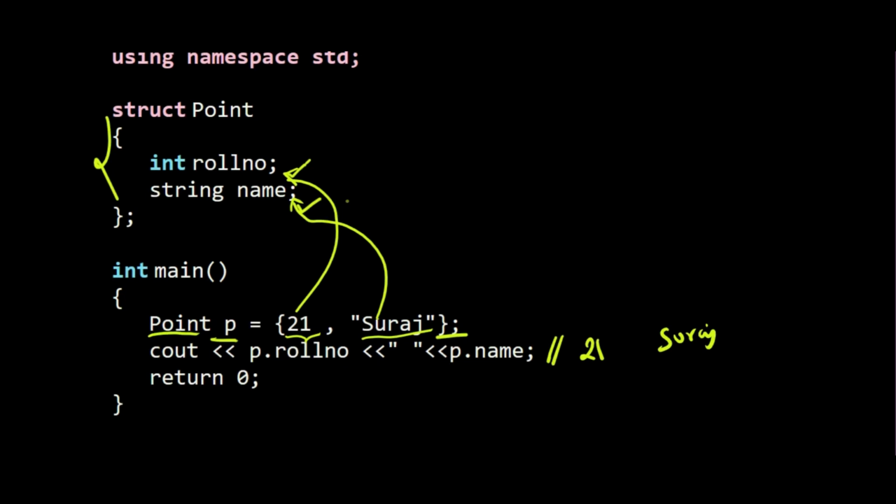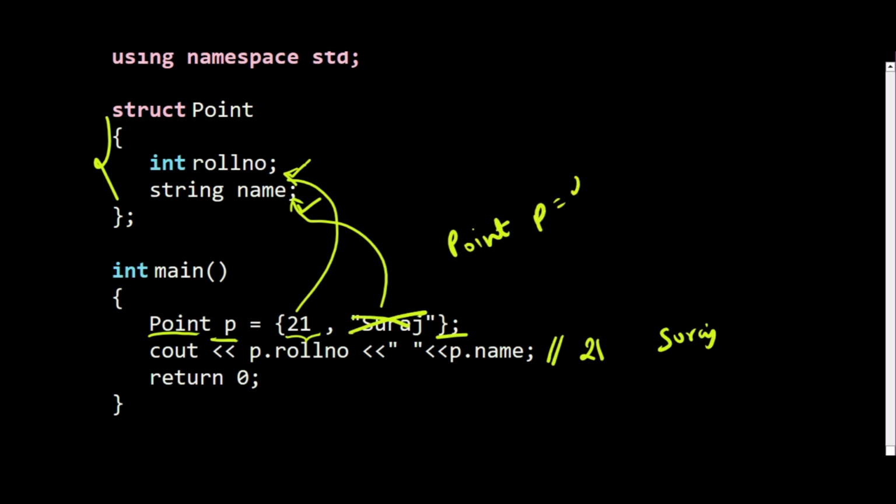So what happens if we skip some of the values? Suppose we write point p equals 21. What happens in this case? If at least one of the values is initialized, the rest of the values will get a default value. What is the default value for a string? It is an empty string. So the output will be 21 and an empty space in this case.